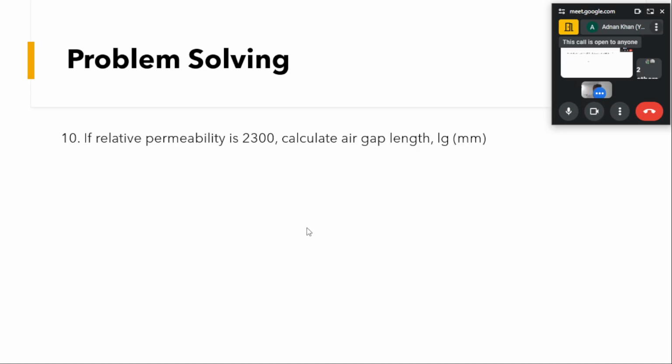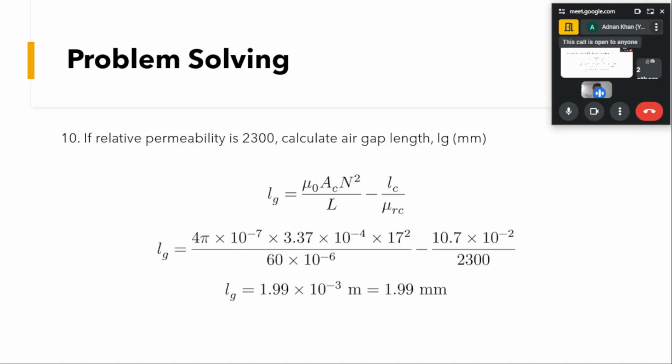So now what is given is, if the relative permeability is 2300, what we have to do is calculate the air gap length. So we know the air gap length has the equation Lg is equal to mu naught Ac n square over L, minus lc divided by mu rc.